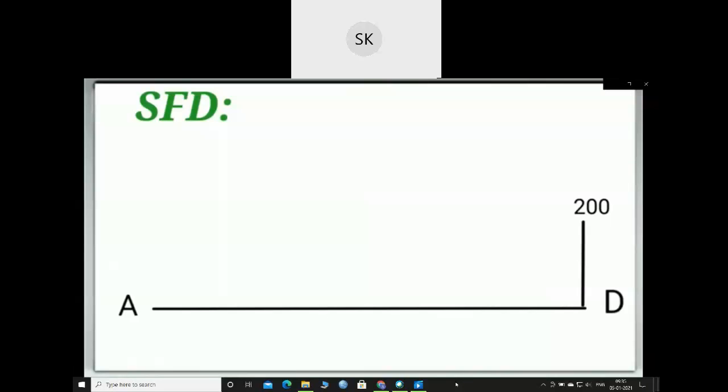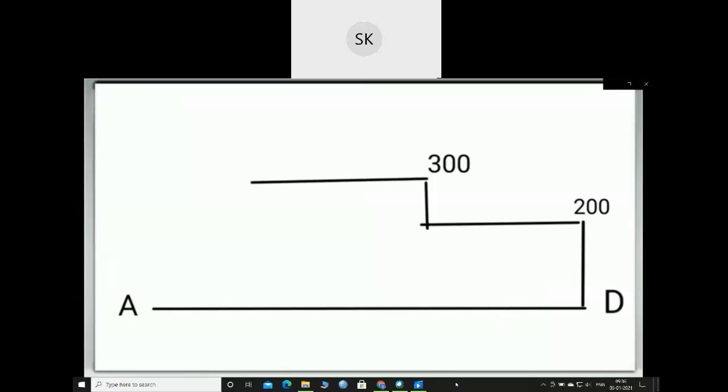Since the shear force is constant between point D and C, we will draw a straight line between these 2 points which is parallel to the span, and shear force just to the left of point C is equal to 300 Newton. So we will draw another 100 Newton above this point to make it 300 Newton. The shear force between point C and B is constant and equal to 300 Newton. So we will draw a straight line between point C and B which will be parallel to the baseline.